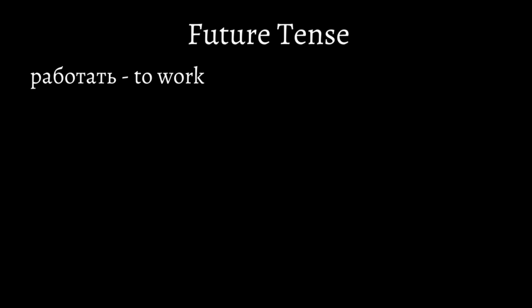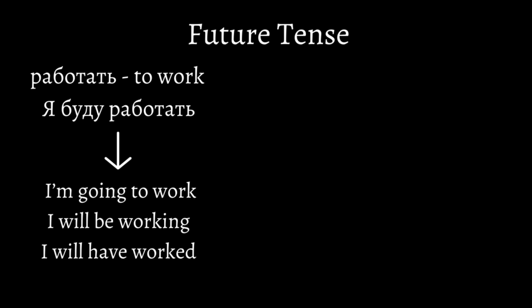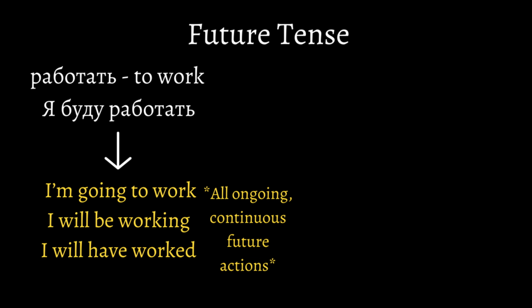How many different variations of it are possible in Russian? Only one in the future, and it would be Я буду работать. Now, how many continuous future variations of it are possible in English? I'm going to work, I will be working, and I will have worked. In English, there are 3 ways to express a verb in the future, and the following variations are all continuous and ongoing. The imperfective in Russian is also continuous and ongoing.